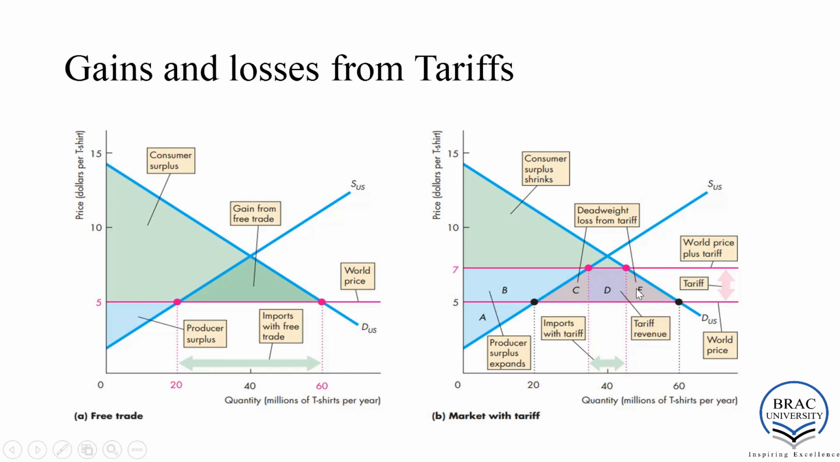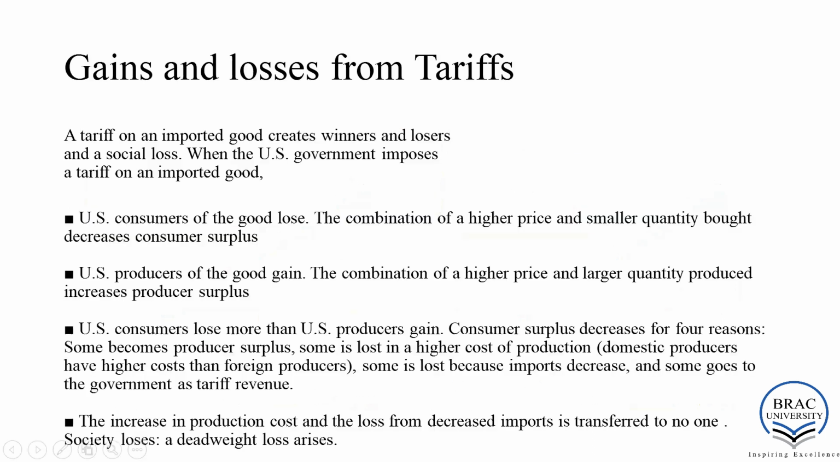Because now fewer t-shirts are being sold in the market, we face this loss, and this is the area of E. So this complete B, C, D, E is the loss of consumer surplus because of the imposing of the tariff. The increase in production cost and the loss from decreased imports is transferred to no one. This is society's loss, and this is what we call the deadweight loss.